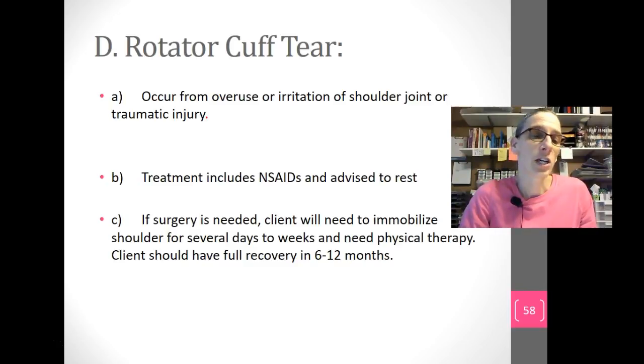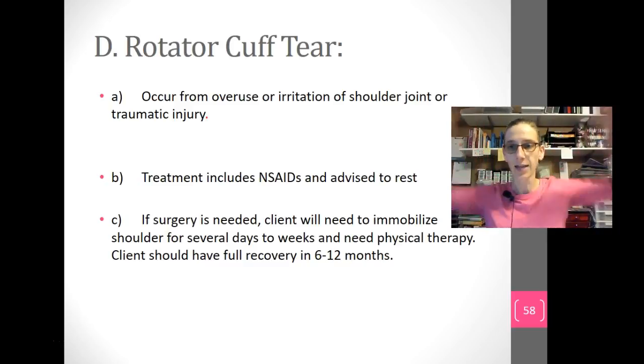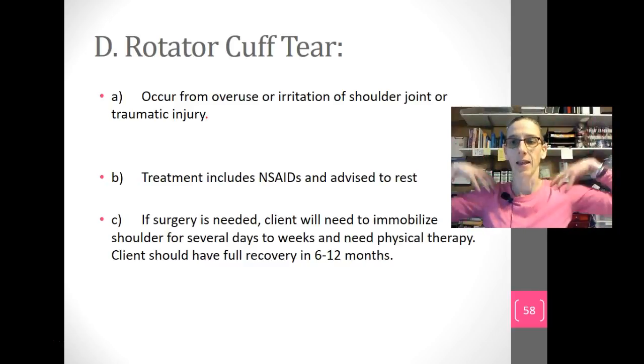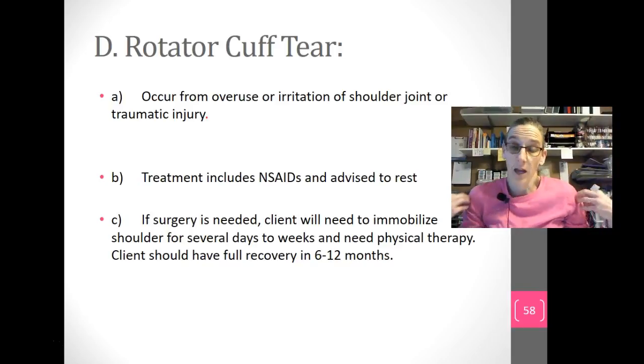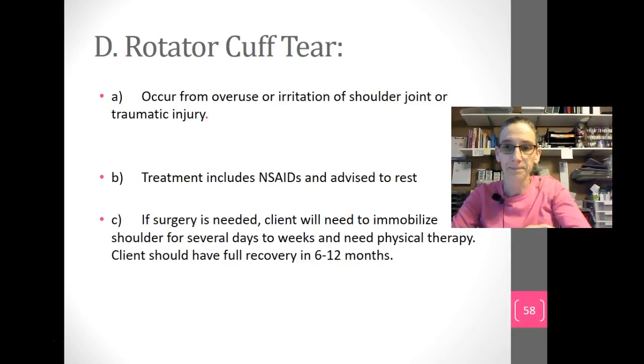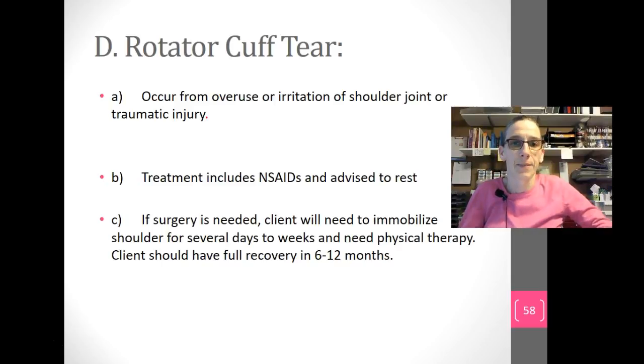Rotator cuff tear is another surgery that a lot of factory workers have, especially if they're doing things over their heads, up and down, things like this. They will often have rotator cuff injuries. Okay, so be sure you understand causes, diagnosis, treatments, when they have pain and things like that.